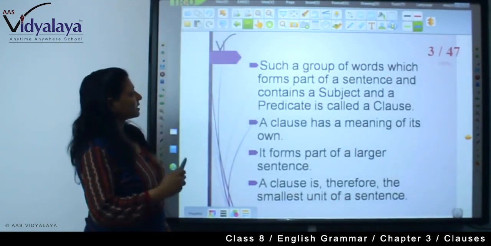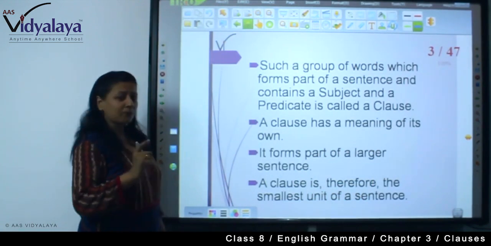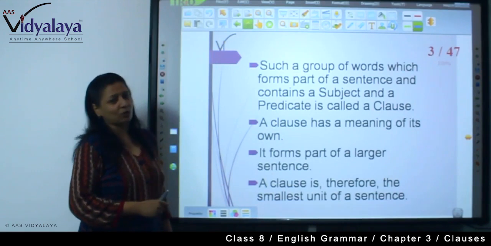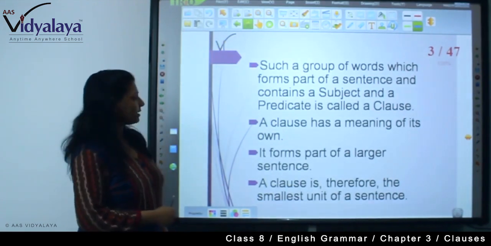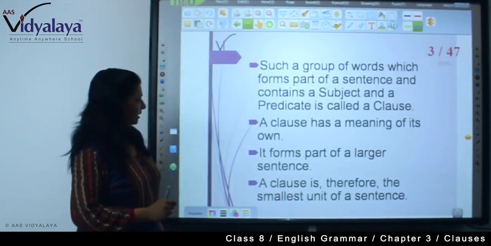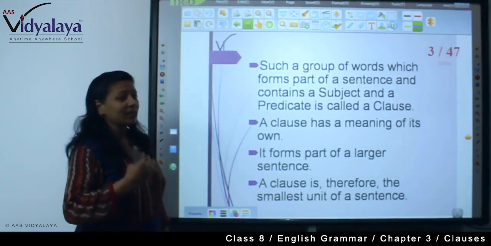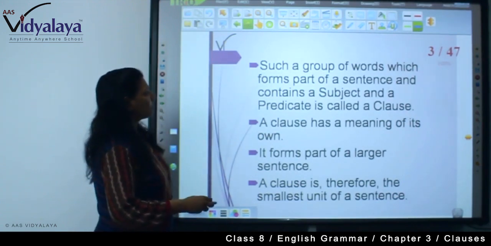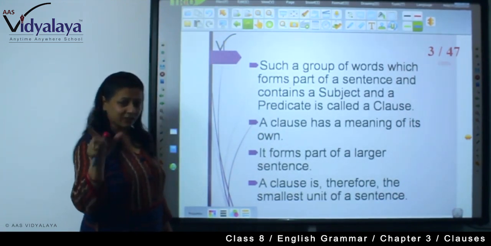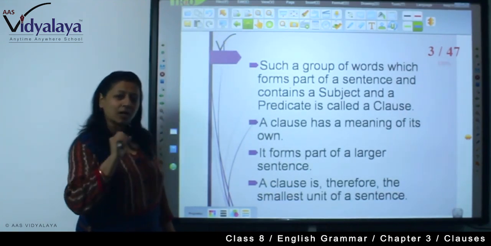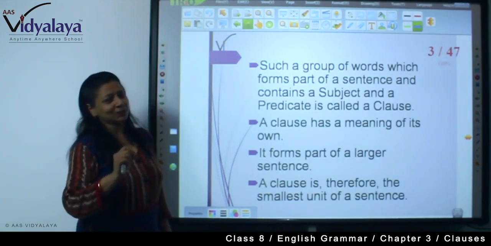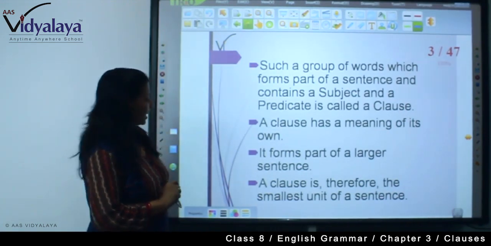First, the definition. Such a group of words which forms part of a sentence and contains a subject and a predicate is called a clause. Just now I have explained. A clause has a meaning of its own, right? It forms part of a larger sentence. Why? Because it is a part of a sentence. That means a sentence itself is a very large one and this is a part of that sentence. A clause is therefore the smallest unit of a sentence, right?